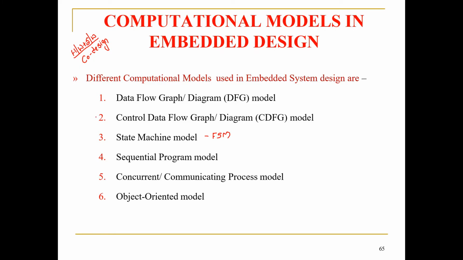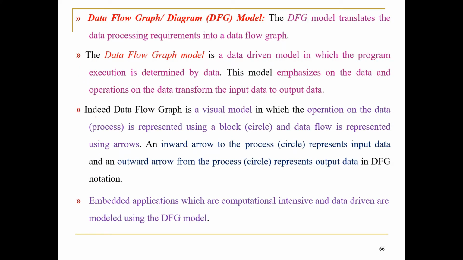Moving to the very first model, which is called the data flow graph model or data flow diagram model. Basically, this model translates the data processing requirement. When I speak about data processing requirement, this is about the functional requirements the consumer will be telling the manufacturer. So this will translate the requirements of the user into the data flow graph. A data flow graph is nothing but a data driven model. Data driven model means it will take care of the different inputs, and the inputs are all predetermined or pre-generated in the model, and they are given to the particular blocks in order to generate the required output.